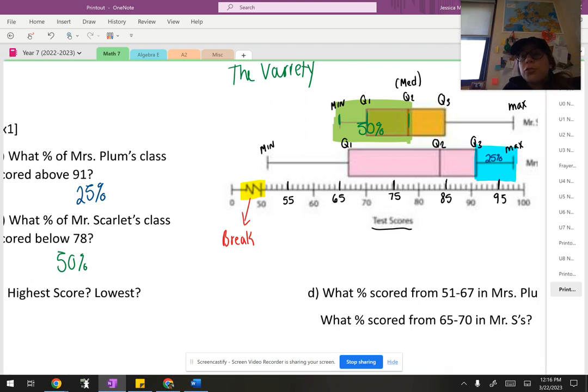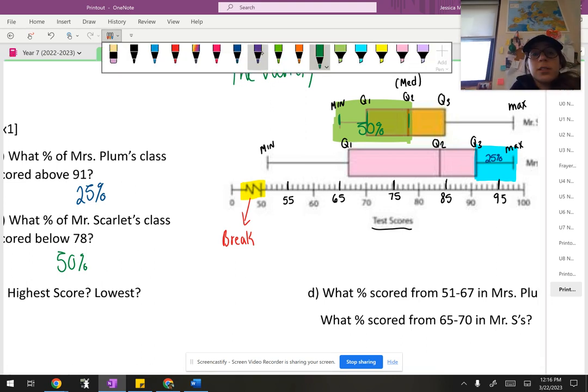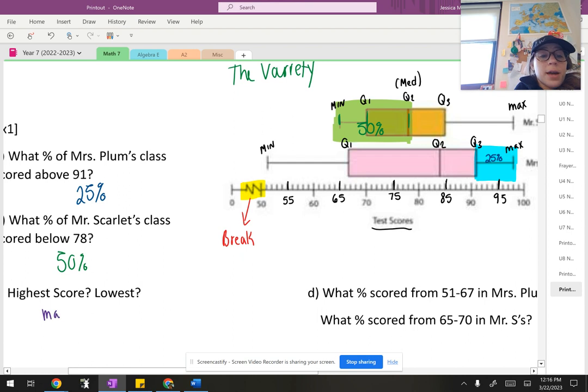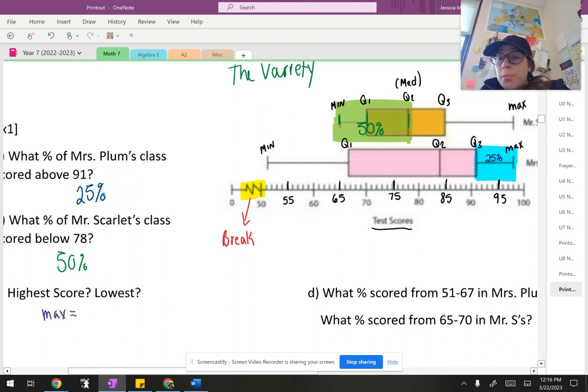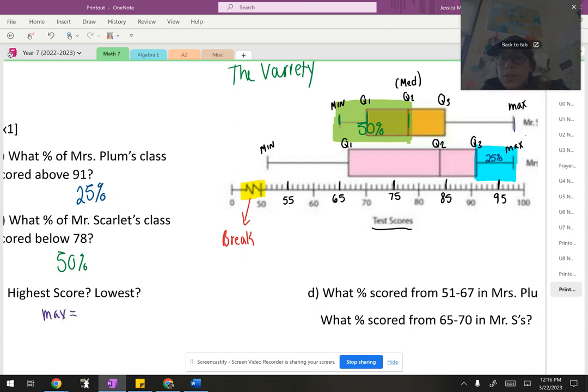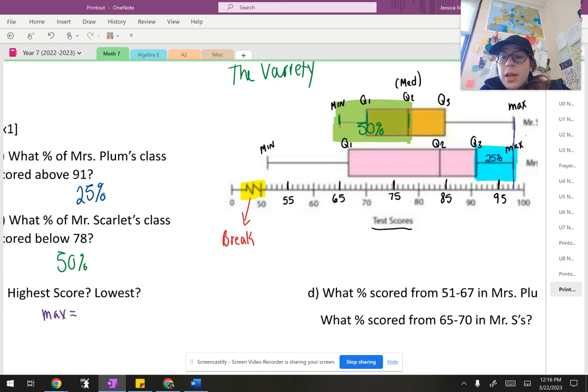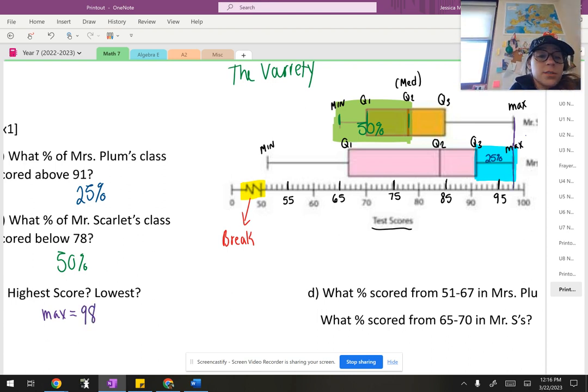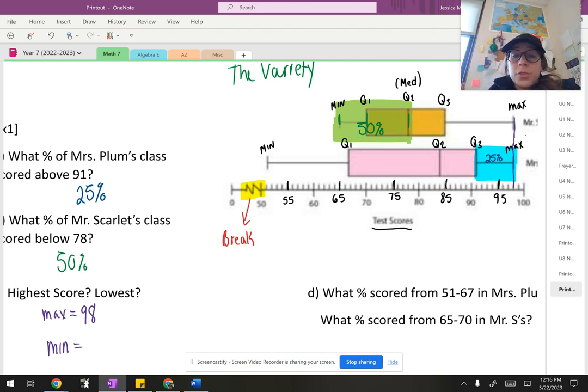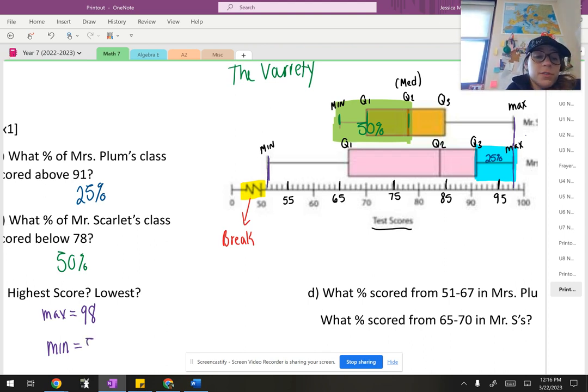Your highest and your lowest score, your minimum and your maximum score. Your max score, you can see both teachers had the same max score, and that was a 98. Your minimum score, your lowest score, was achieved by Mrs. Plum's class, and that was a 51.